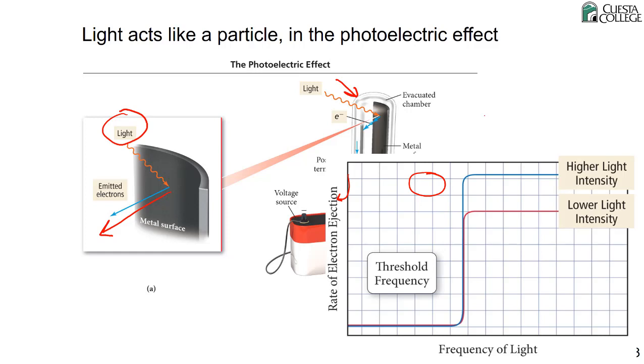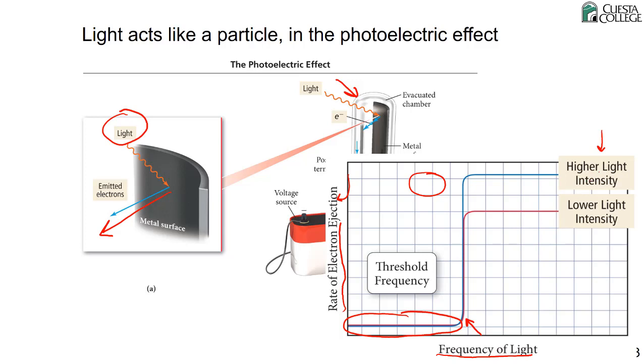Here's a graph of the data from that kind of an experiment. On the y-axis, there's the rate of electron ejection, and on the x-axis, there's frequency of light. As we look at their experiment, there are no electrons being ejected from the surface at low frequencies of light. It's only when a certain threshold frequency or minimum frequency of light is shined on the surface that electrons begin to be ejected. At low intensity light, there's a smaller number of electrons ejected over time, and at higher intensity light, more electrons get ejected.